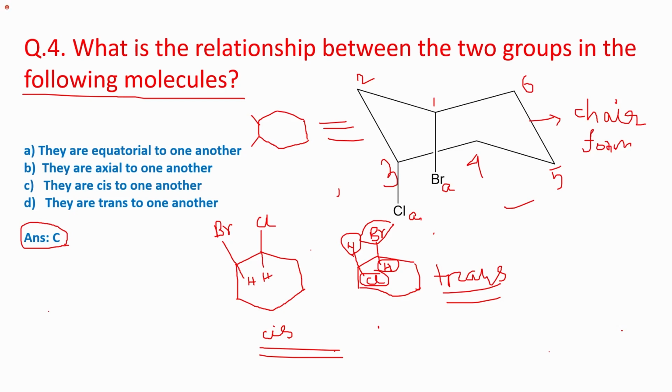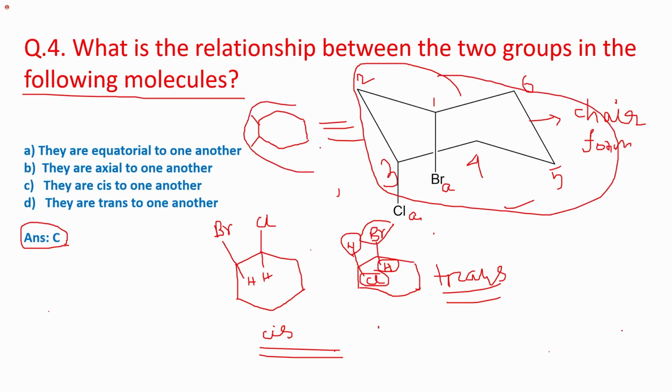Question number 5. Question number 4 I have already discussed, the relationship between the two groups in the following molecule. Cyclohexane also exists in a chair form. Here I am showing the chair form. You can see, this is the chair form. Then this is the normal cyclohexane form.